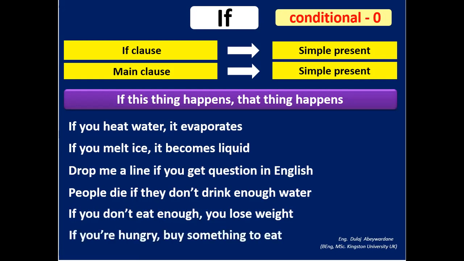And next, one example: if you're hungry, buy something to eat. If you want, you can talk about the opposite: buy something to eat if you're hungry. You can talk about anything like this. All right. And next, after the zero conditional, I'm going to move to conditional number 1, the first conditional.